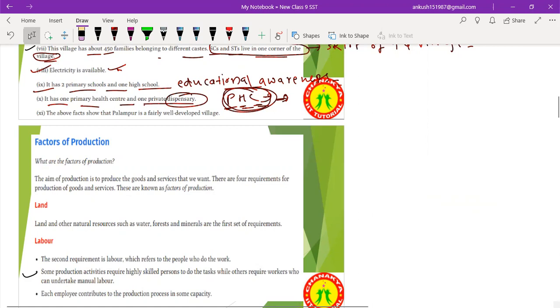So maybe it's like a hospital also. Yes, it is a government run hospital. Okay, but maybe for very low rates they do operations. Yes. Actually, the primary health centers' work is to provide first aid to each and everyone. Sir, first aid and vaccines.